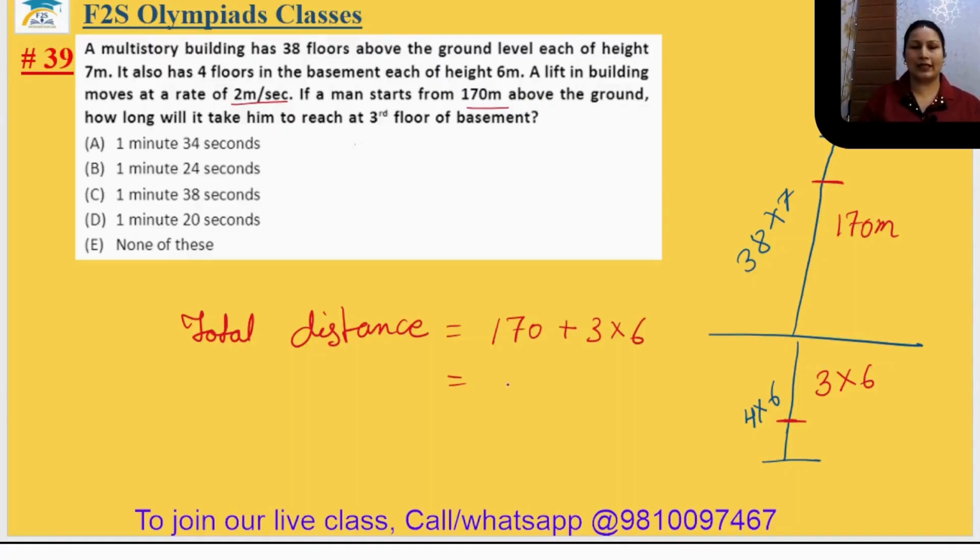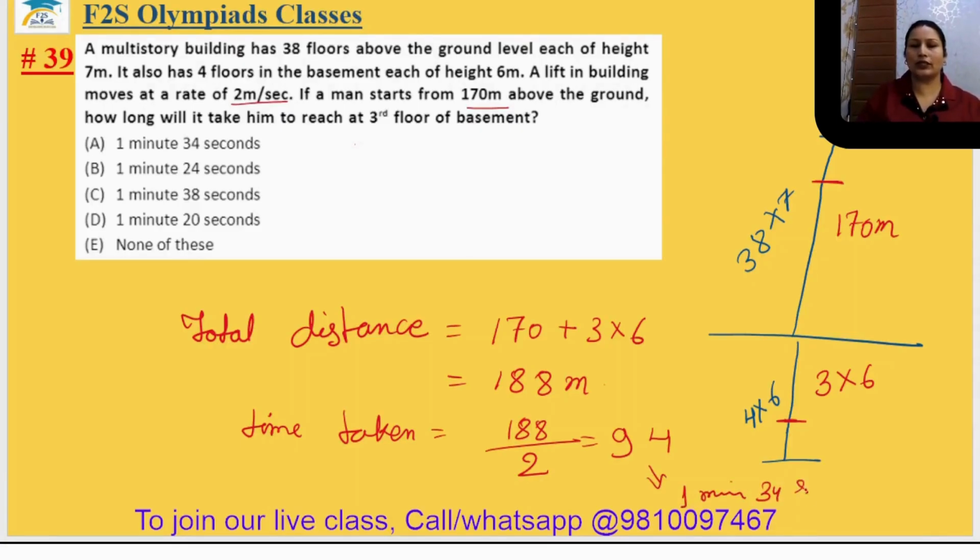That is, 6 3s are 18, 170, 180, 188. 188 meters he has to cover with the speed of 2 meters per second. So time taken equals distance 188 upon speed 2. So 2 9s are 18, 2 4s are 8, 94 seconds. 94 seconds means 1 minute 34 seconds. That is in option A. So 39th answer is option A.